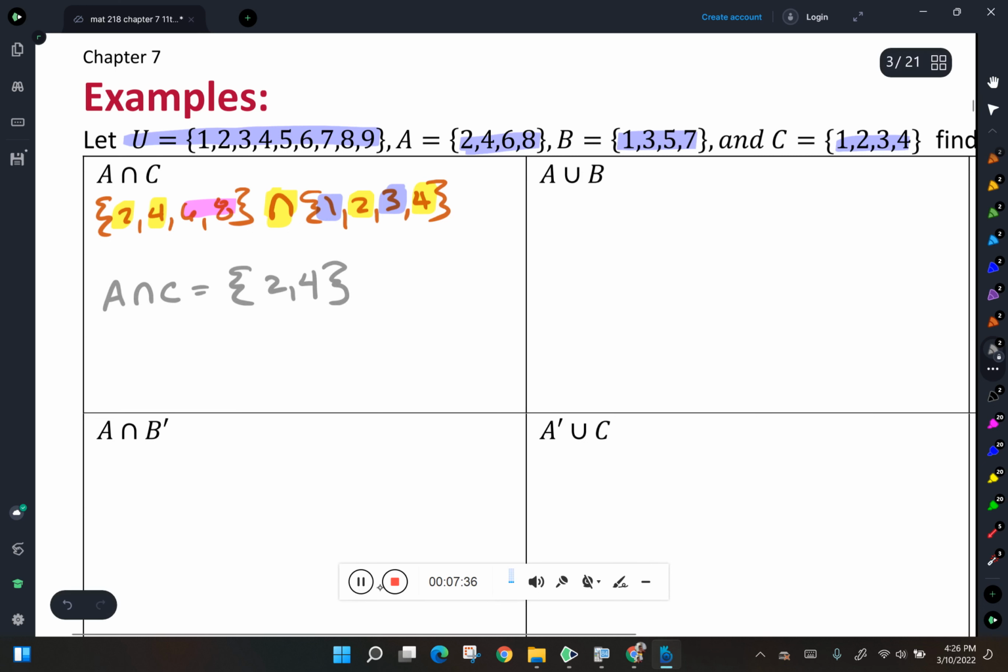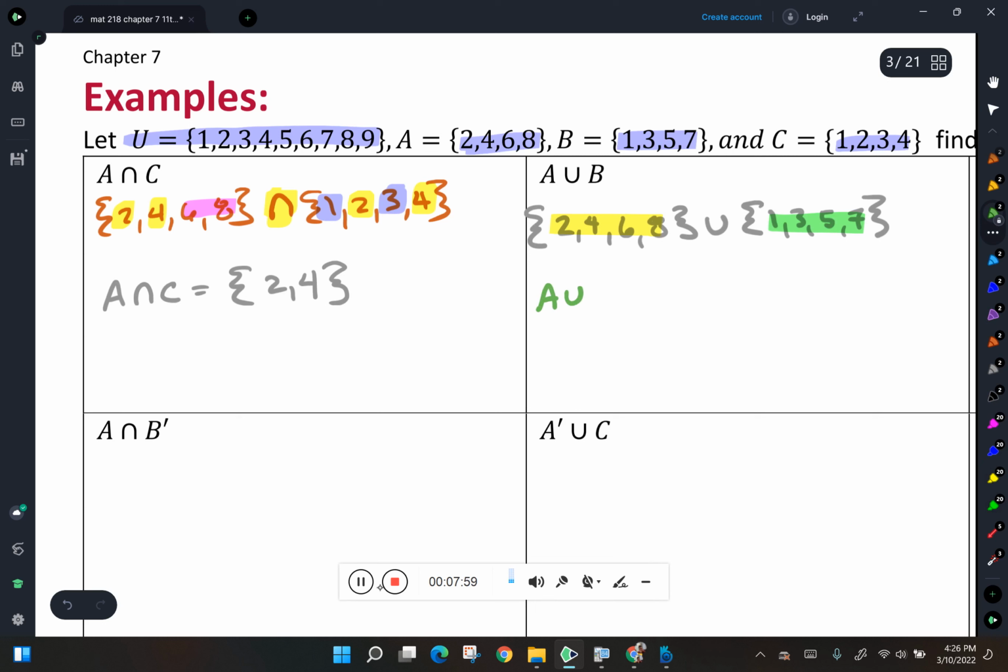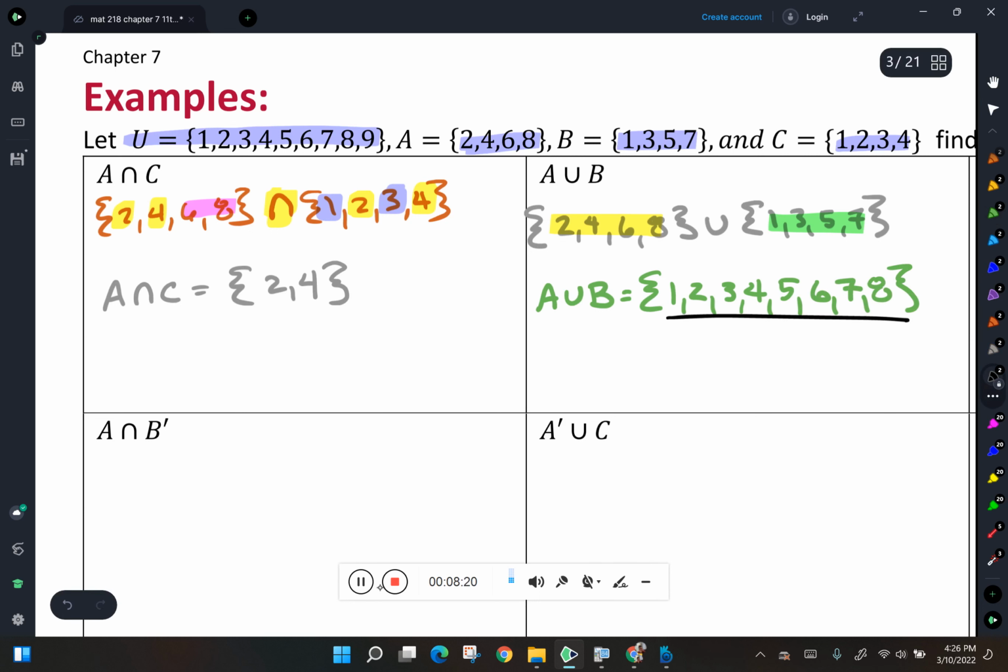All right, let's take a look at A union B. A union B means take all the things that are in A, the 2, the 4, the 6, and the 8, and union that with B, which is the set 1, 3, 5, 7. Union says take all of these and all of those and put them together in one big set, but don't rewrite any duplicates. So it will be 1, 2, 3, 4, 5, 6, 7, 8. Earlier, when we were talking about the definition of a set, we said that the order is unimportant. So the fact that I'm putting these in numerical order is not required. That's just my brain saying these need to be in order.